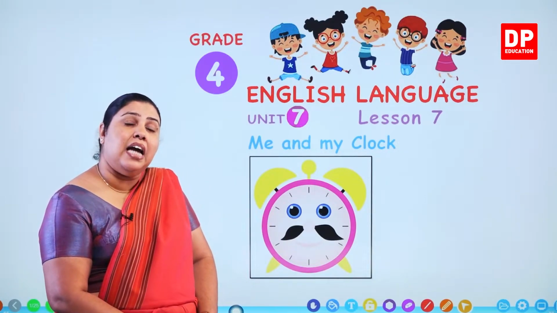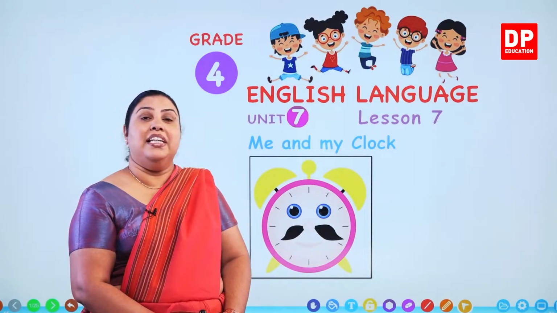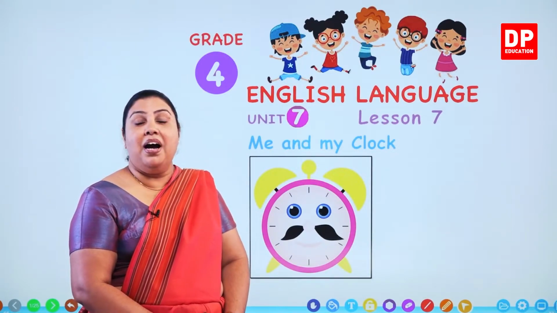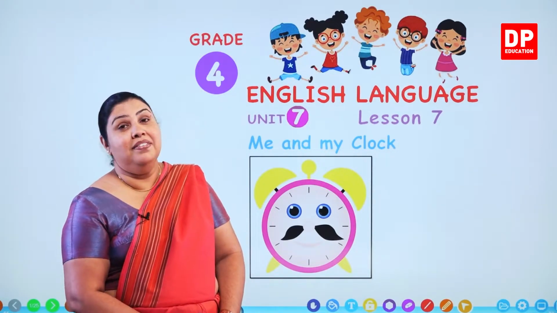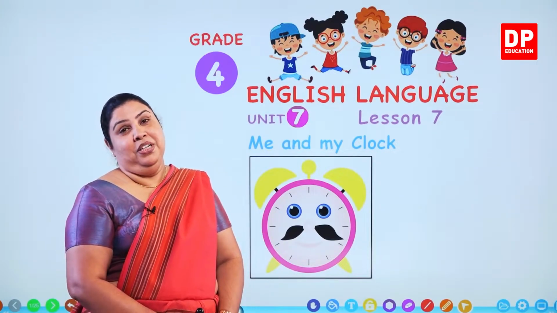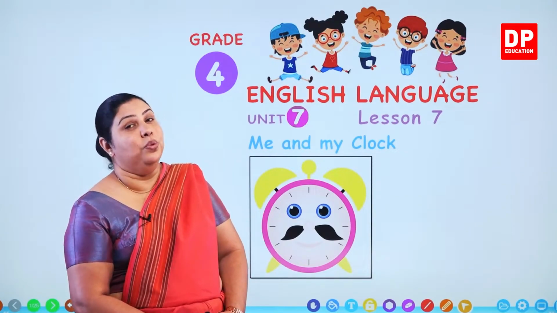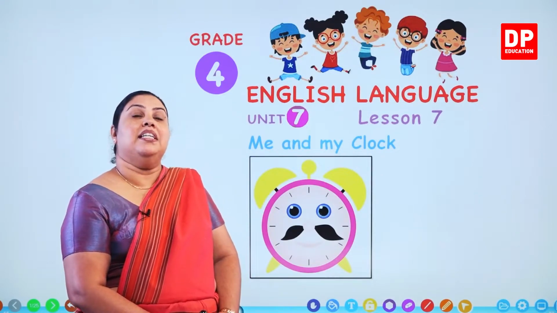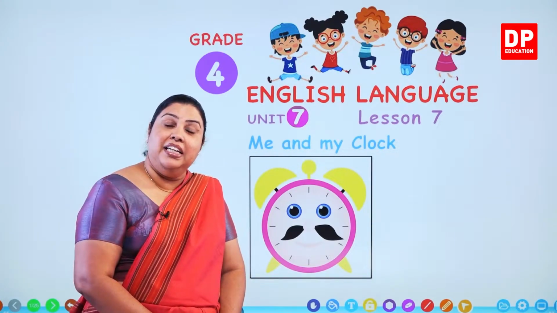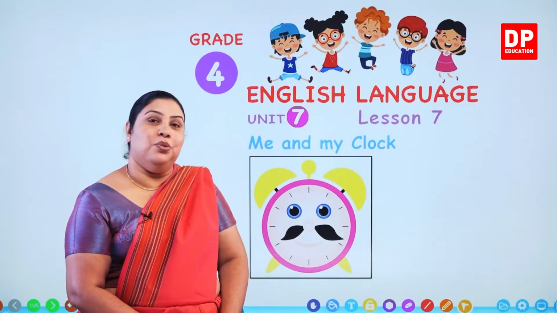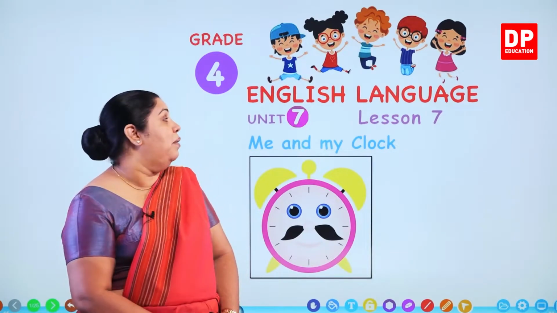Now why is the time important when we talk about my calendar? Because the clock tells us the time, and when the time passes day by day, we move on to a new week, then a new month, and then to a new year. So that is how we pass the days and the weeks, the months, and we go to a new year. So the time tells us all about how we do our work during the day, during the week, during the month, and during the year. So we will talk about the clock and how to tell the time in our lesson number 7 today.